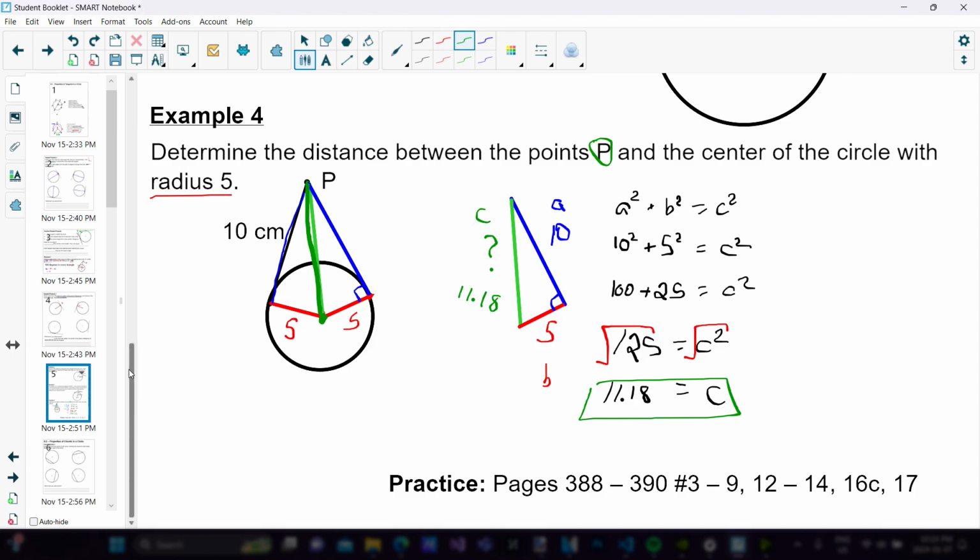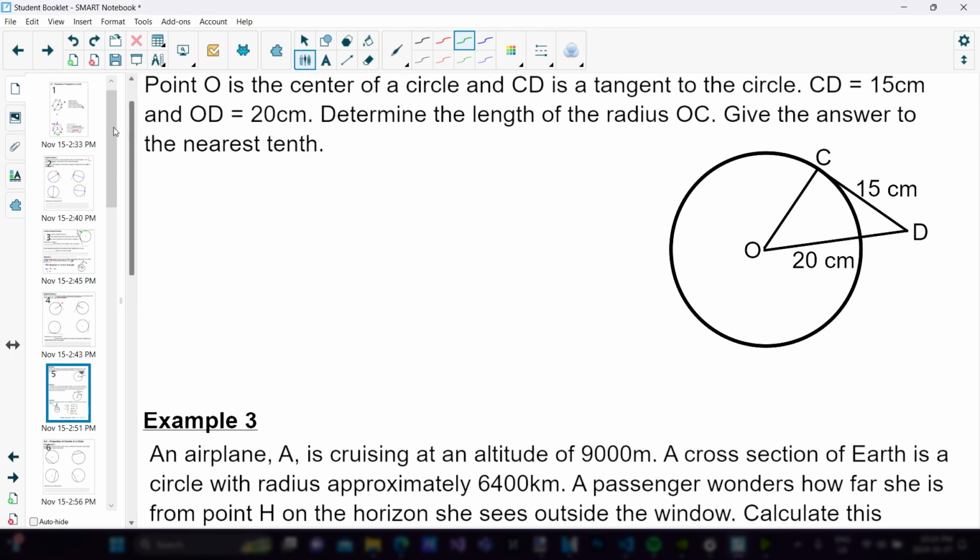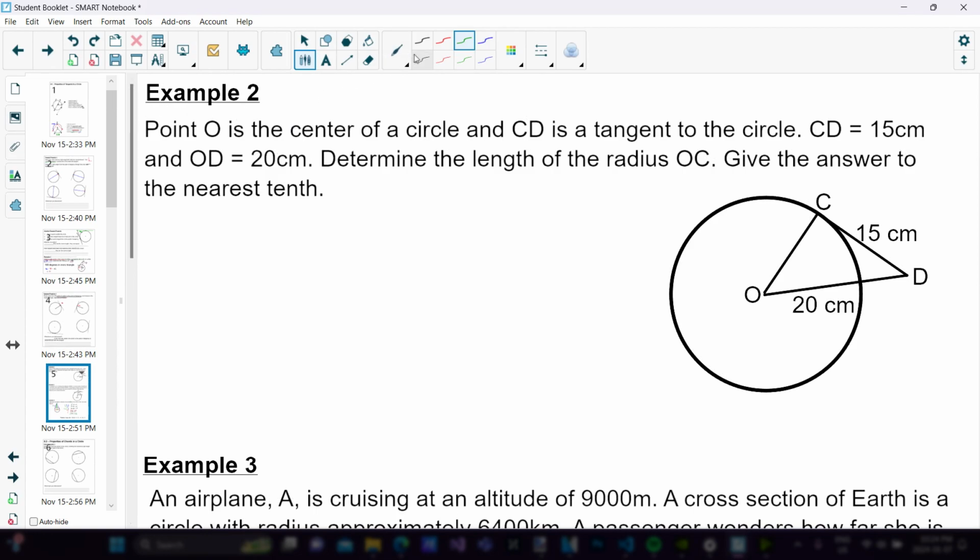Okay, can we do one more quickly? Let's do the first one. It's the exact same thing. Let's do it quickly so you guys can stop listening to me. Point O is the center of the circle, so there's point O. And CD is tangent to the circle, so from C to D, that's that line right there. CD equals 15 centimeters, OD equals 20, so 15, 20. It's all labeled for you, perfect.